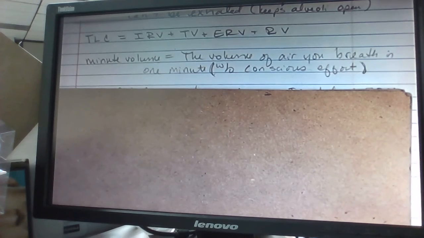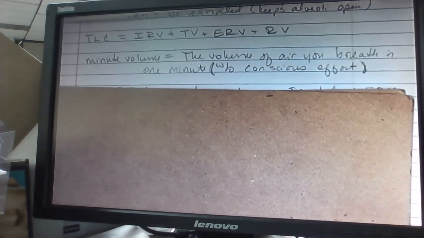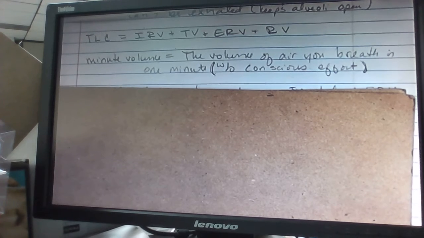So the minute volume that you did, or that you're going to find, is how much you breathe in a minute normally without consciously thinking about it. It's just sitting there breathing. And so a lot of times our minute volume is off a little bit because we're thinking about it, and that does change things.